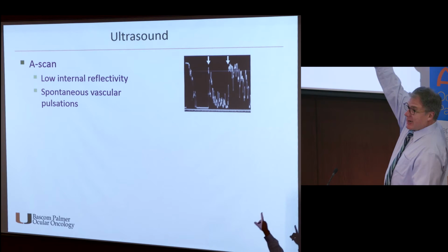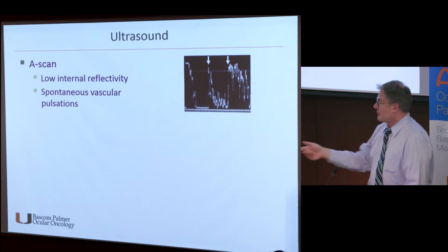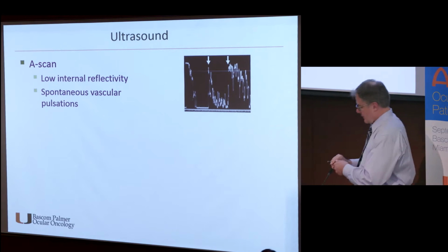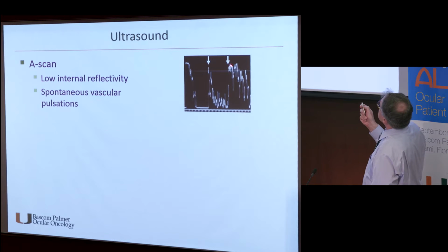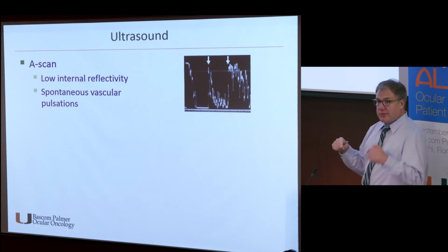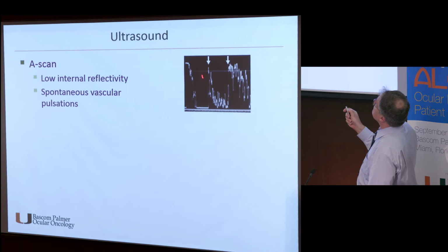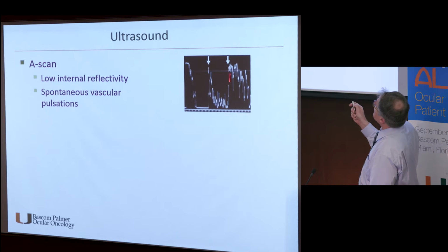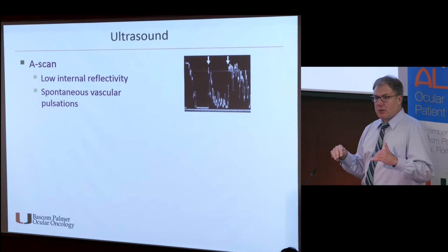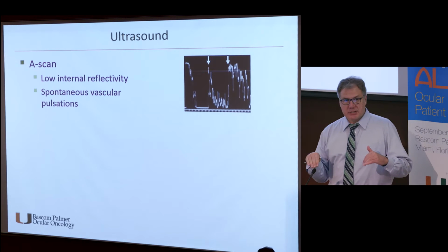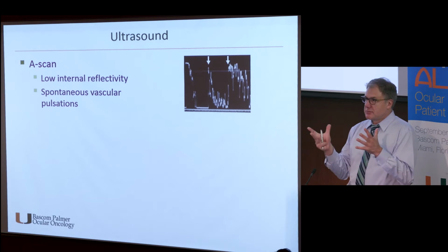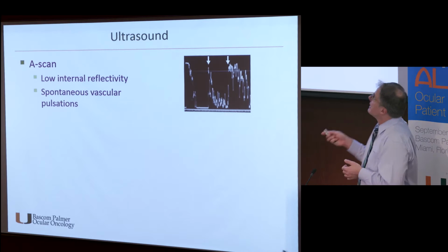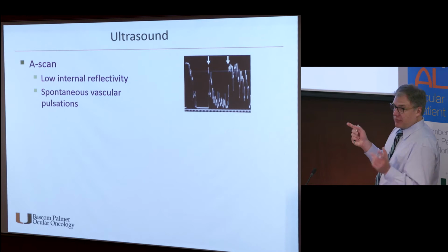If you look at these two arrows up here, that's what we call high reflectivity. So on one side is the tip of the tumor, on the other side is the base of the tumor. And all of these reflections on the inside are low. Almost nothing else does that except a melanoma because it's tightly packed and there are certain ultrasound reasons. But that's really, really helpful for us.